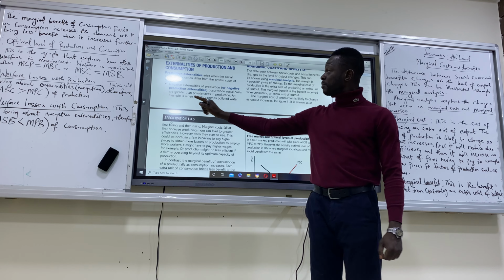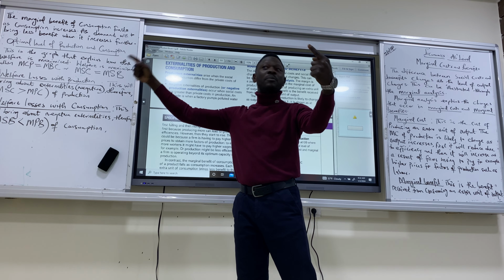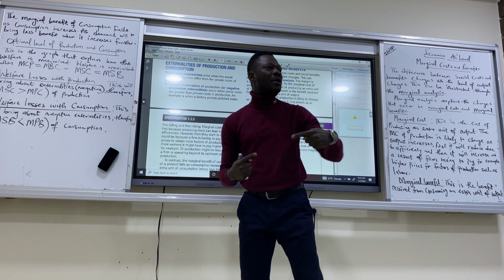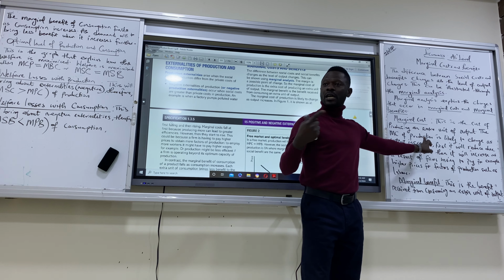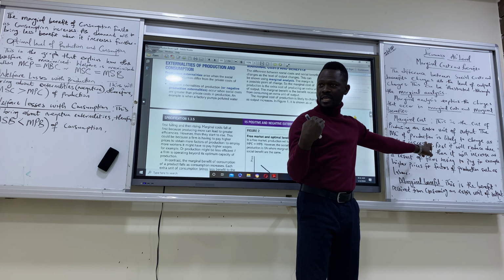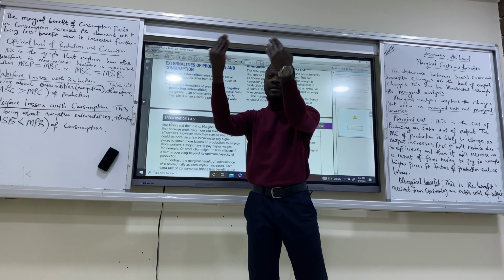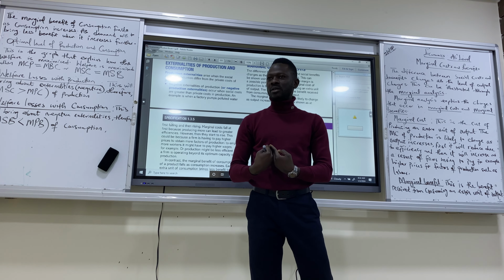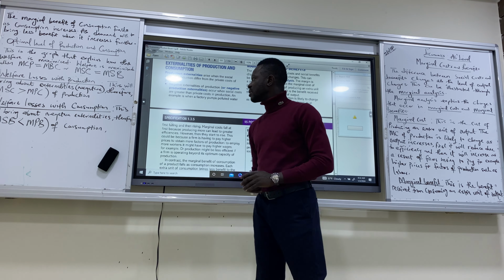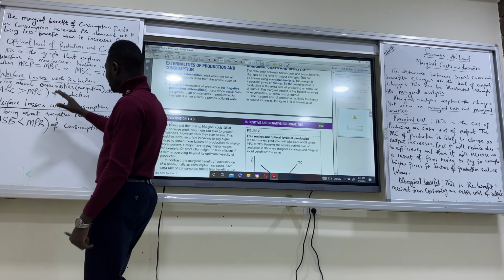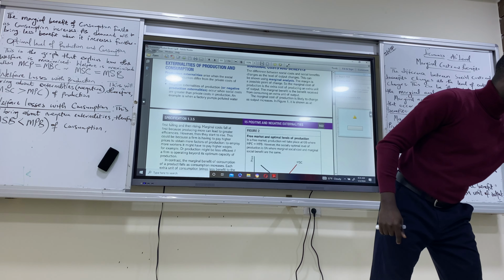That is the point. So the marginal benefit of consumption increases at first, but starts reducing after consuming extra. It's the reverse here. For marginal cost, it falls at the beginning, then it starts increasing. For marginal benefit of consumption, it increases at first, then starts reducing. Do you get the difference between marginal cost and marginal benefits now? Yeah. Great.